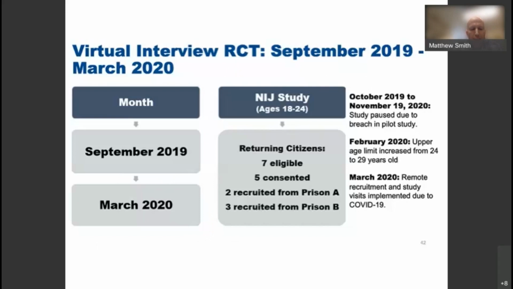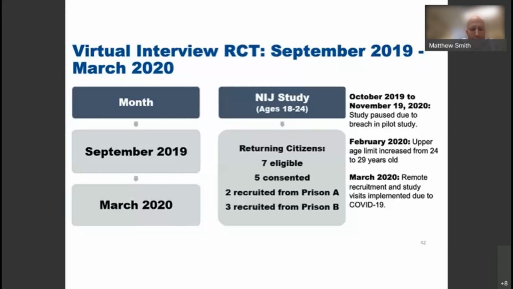And so that being said, the main NIJ-funded study started off a bit slow with recruitment between September of 2019 and March 2020. Basically, we noticed that there was an unanticipated lower level of interest in the research by younger eligible returning citizens in that 18 to 24-year-old age range. And as I mentioned, the pilot with the older returning citizens were able to recruit about 10 to 12 per month. And so to facilitate improved recruitment, we actually increased the upper age limit after the completion of the pilot so that we could feasibly recruit more participants.